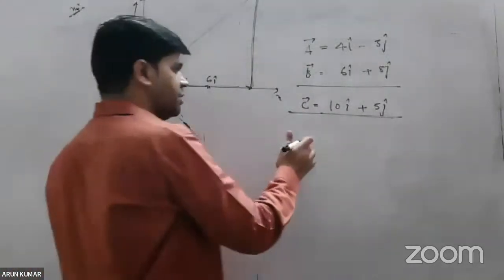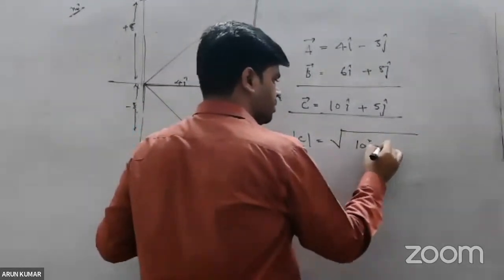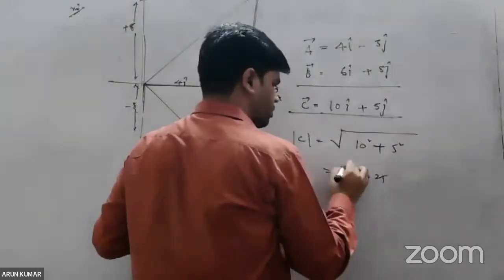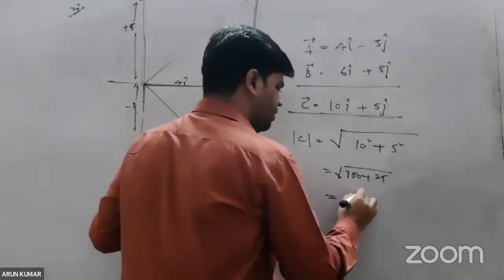Alright. Now what is the magnitude of this one? Mod C is root of 125. So what would that be? 5 root 5, right? Correct. Good. So I got the magnitude.